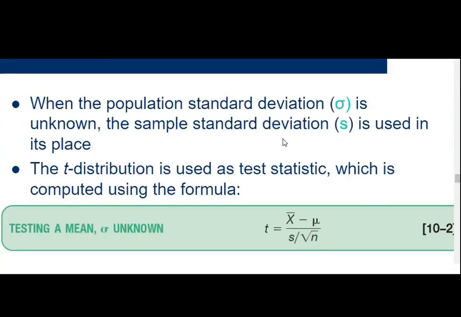The different ways that we use T-stat or Z-stat, normal distribution or T-distribution, it's normally because we either have or don't have the population standard deviation. If you have the population standard deviation given to you, you can use the normal or Z-distribution. If it's not given to you, you have to use the standard deviation of the sample, which is S, and in that case, you use the T-distribution.